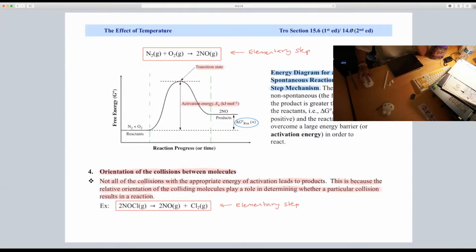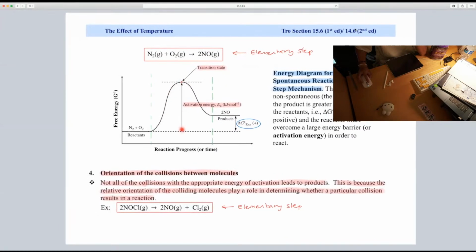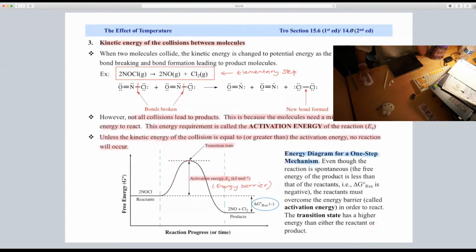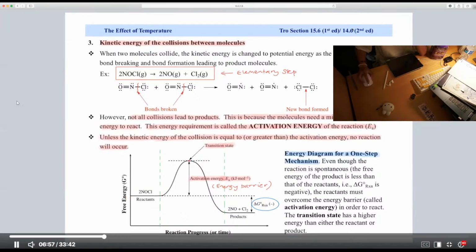But now if we look at the energy barrier that needs to be overcome, this is what the activation energy would be, and the highest state energy is the transition state. Now we go back to this previous example of a spontaneous reaction and look at the energy diagram. We know that whenever we look at initial states and final states, that falls in the realm of thermodynamics.